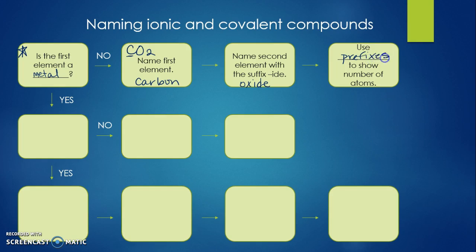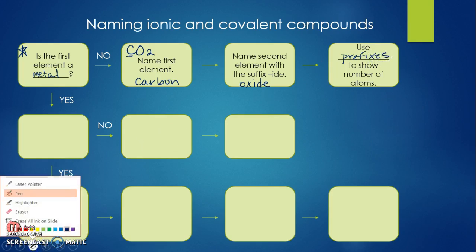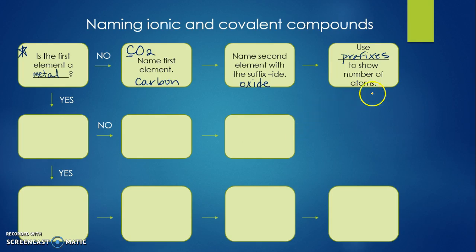All right, well, what prefixes are we going to use? Well, we're going to use number prefixes to show how many atoms we have of each. So if there's one atom, we would say it's mono. Now, and I'll come back to this. Mono, I'll say it again, can only be used on the second element. Okay? Mono is never used on the first element. It's not monocarbon dioxide, it's just carbon dioxide.